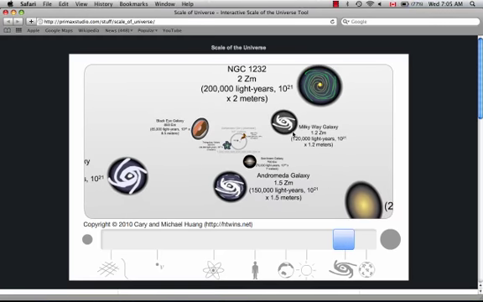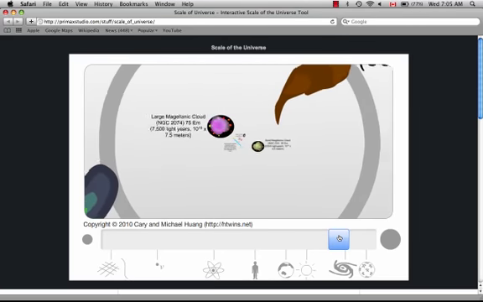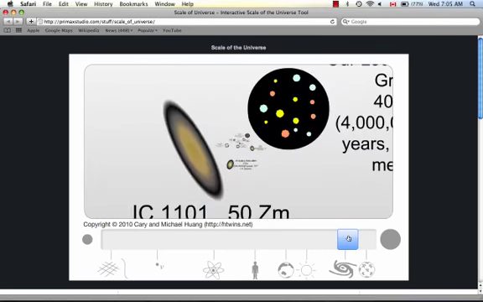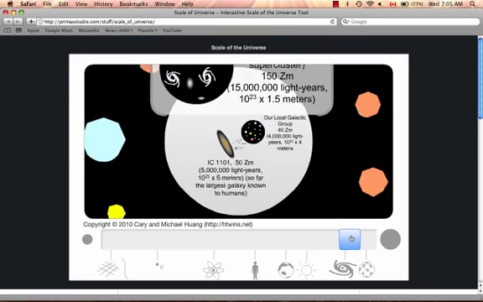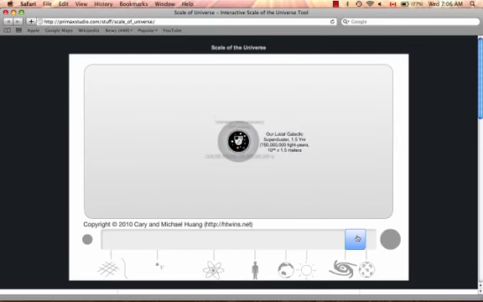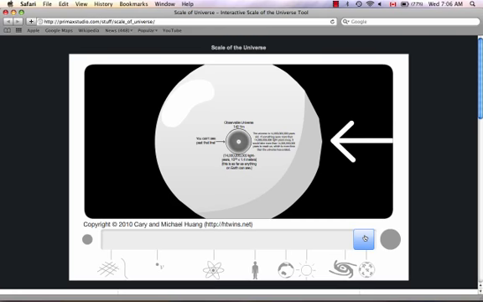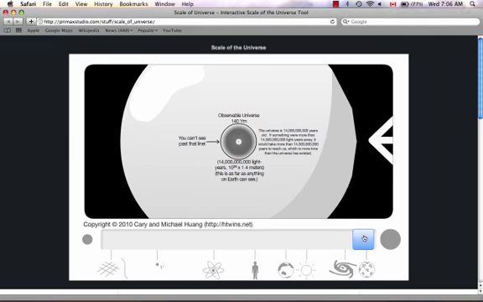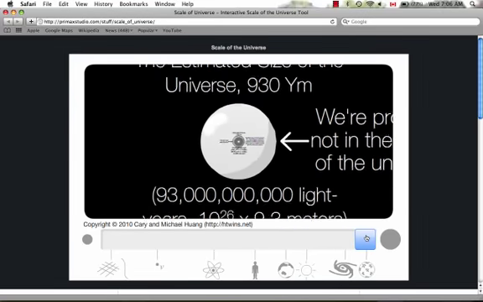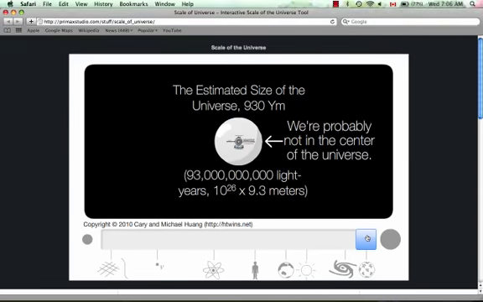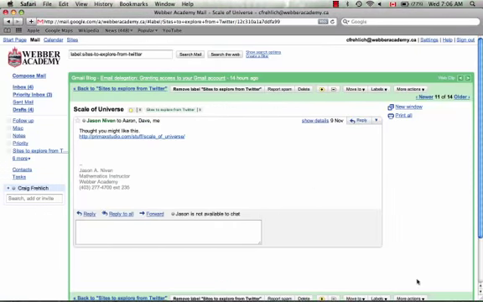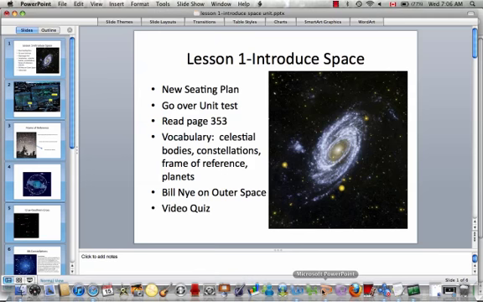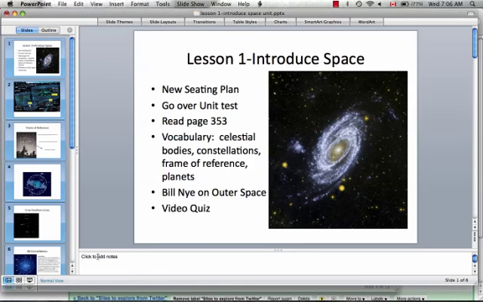There's our Milky Way galaxy, as I talked about. And then we get local groups. And finally, the universe. So let's talk about how we find the frame of reference of things in such a complicated network of information. So let me go full screen.